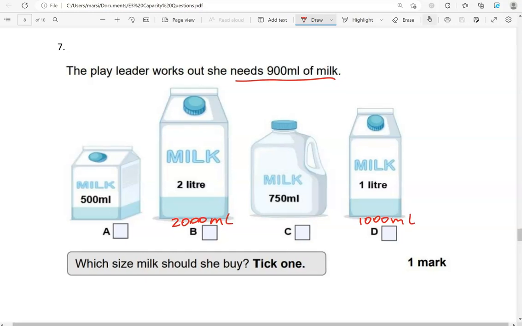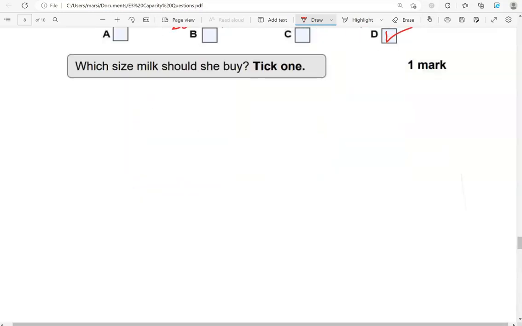Looking at C, 750 millilitres, that is under 900 millilitres. So again, not an option. Looking at D, that is 1000 millilitres, which is just enough. So it's a bit more than 900, but not a lot more. So D is the correct answer.